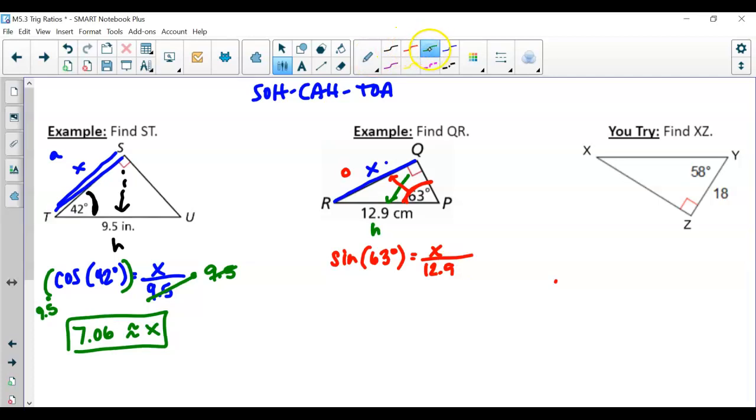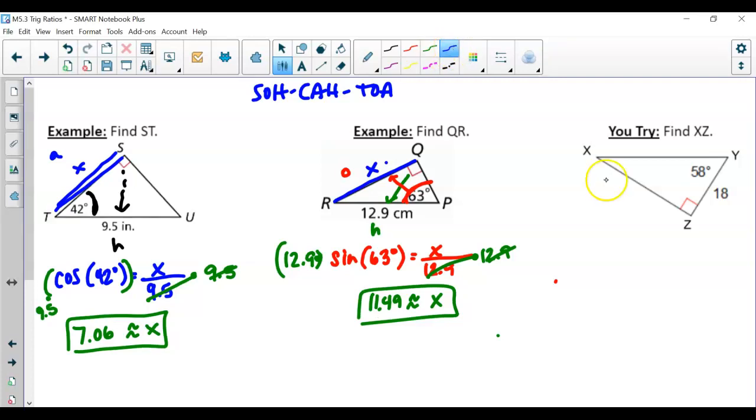So again, we're dividing X by 12.9. So multiply by 12.9. So here you end up putting this in the calculator. If you need to, pause the video so you practice putting it in, and you get approximately 11.49 as the length. So go ahead and pause the video now and try the Try on your own.